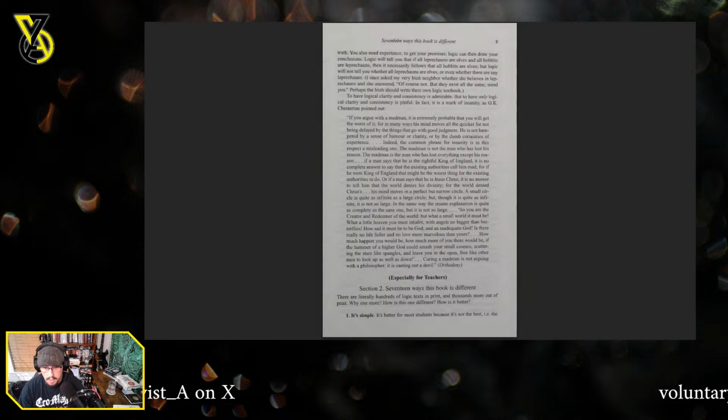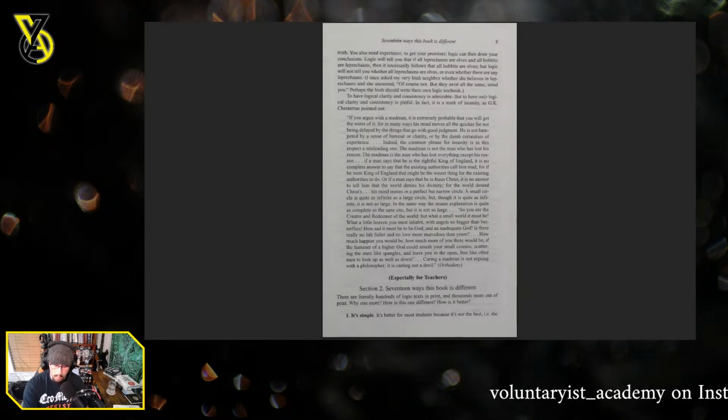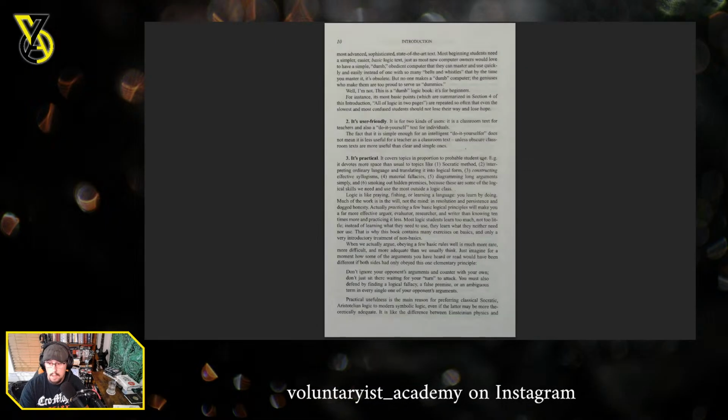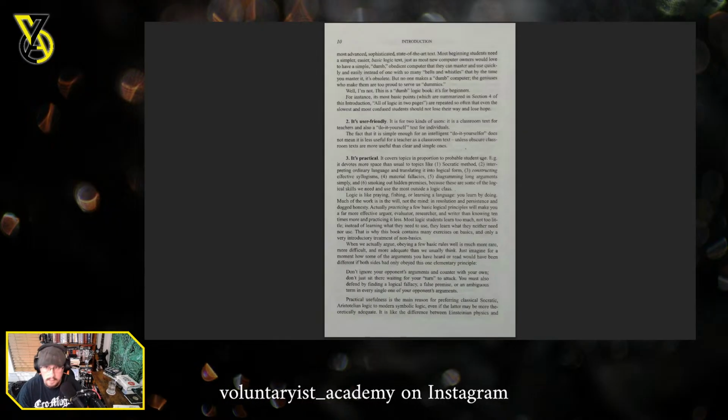There are literally hundreds of logic texts in print, and thousands more out of print. Why one more? How is this one different? How is it better? Number 1, this book is simple. It's better for most students because it's not the best, i.e., the most advanced, sophisticated, state-of-the-art text.